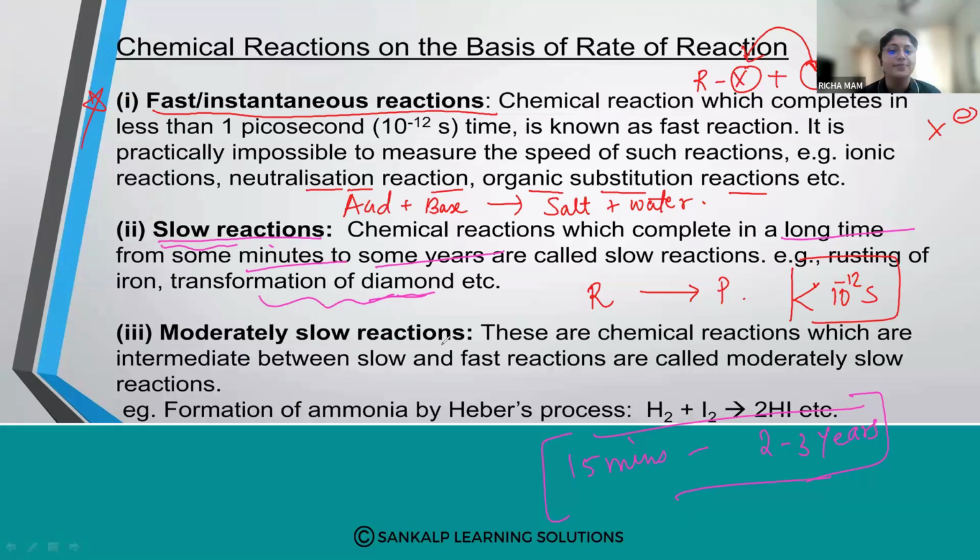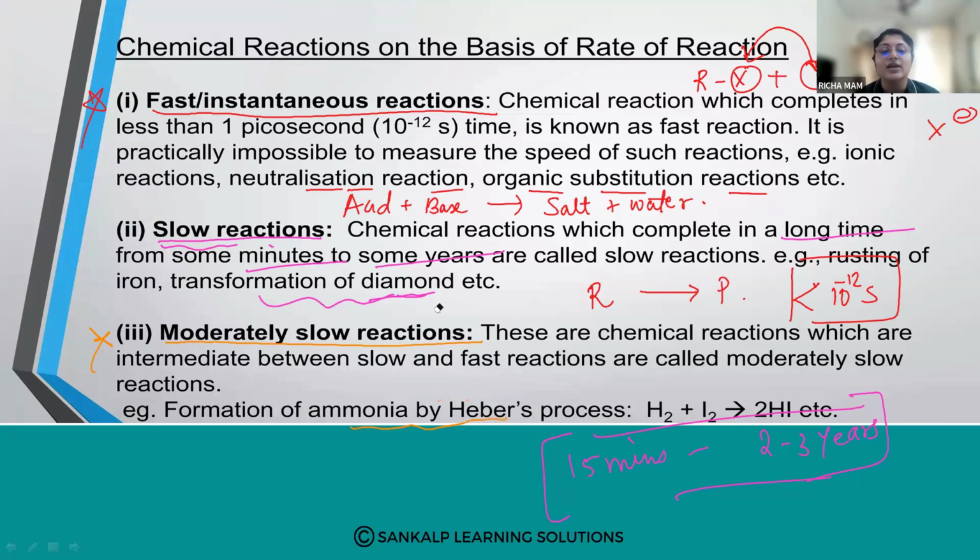Now, what does intermediate mean? In between, not fast, not slow. So they are moderate. They are undergoing not very fast and not very slow, at a very moderate condition. So such chemical reactions, which are intermediate between the fast reaction and the slow reaction, are called moderately slow reactions.